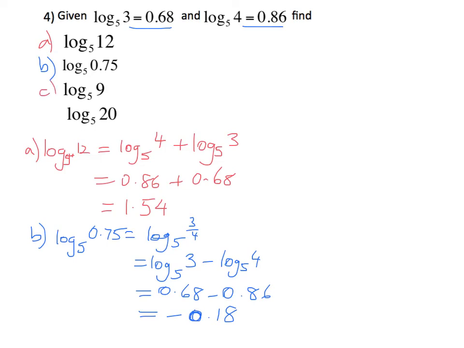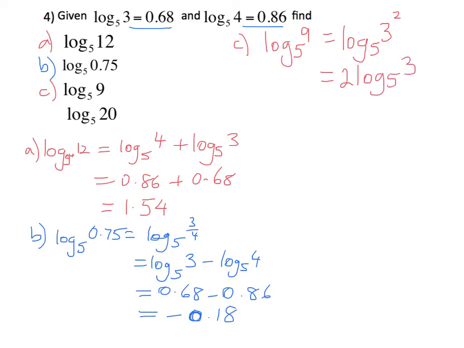Okay, C, the log of 9 base 5. All right, so I mentioned before that 9 is 3 squared, so we can write it like this. And then, using the third log law, we can bring that power down the front, so that's the same as 2 log 3 base 5. So 2 times log of 3 base 5 is here again, and that's 0.68. So 2 times 0.68 is 1.36.